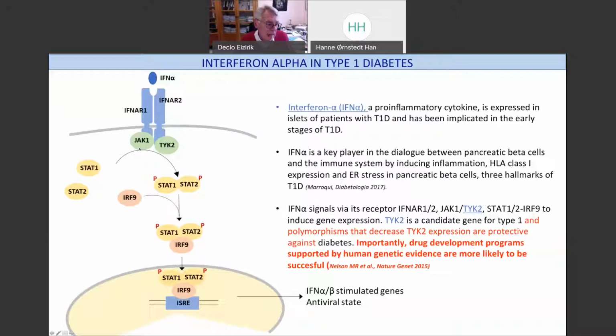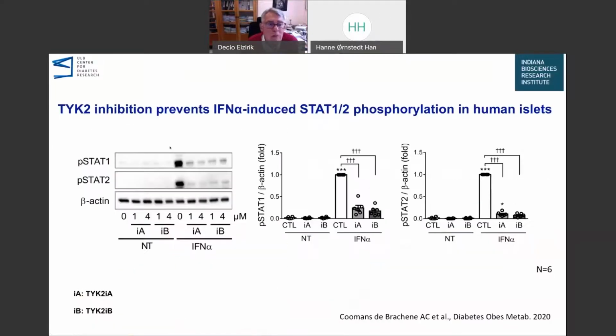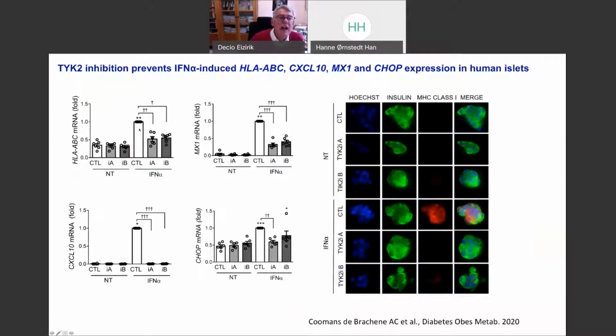So after our initial data with JAK1 inhibitors, we went to TYK2 inhibitors. And to make a long story short, what we found is that TYK2 inhibitors that are already being used, for instance, to treat psoriasis, completely block interferon-induced phospho-STAT1 and phospho-STAT2, and this is quantified here. They prevent HLA class 1 expression. And here you can see a histological picture.